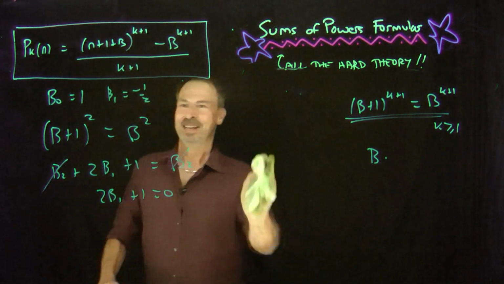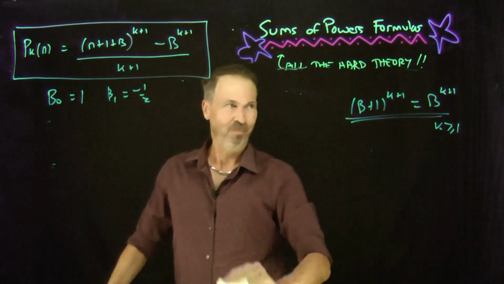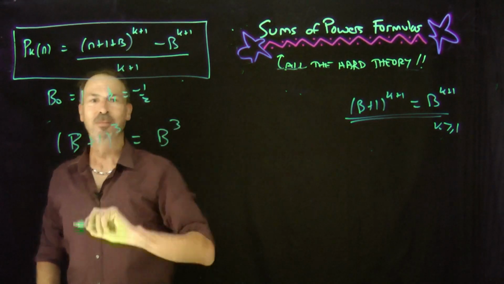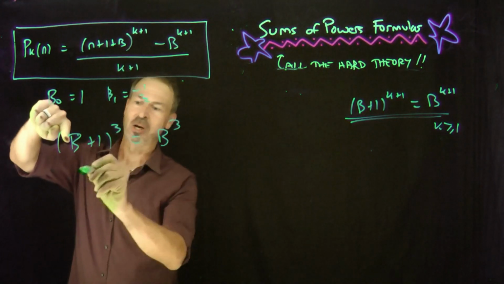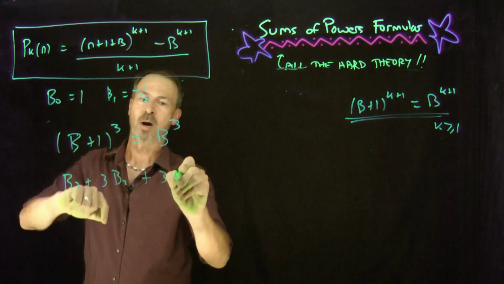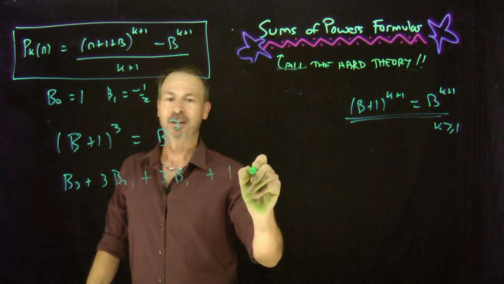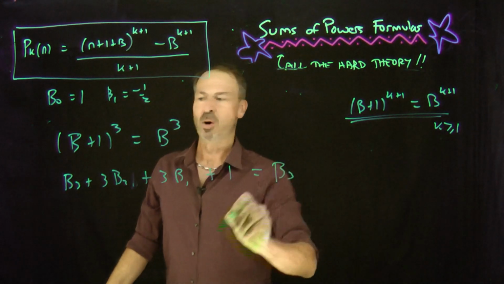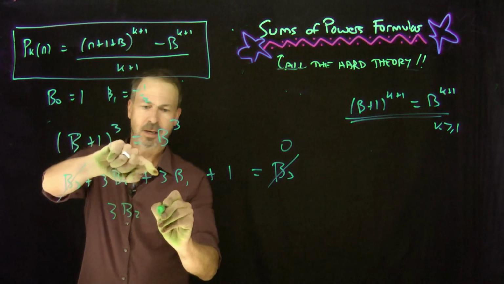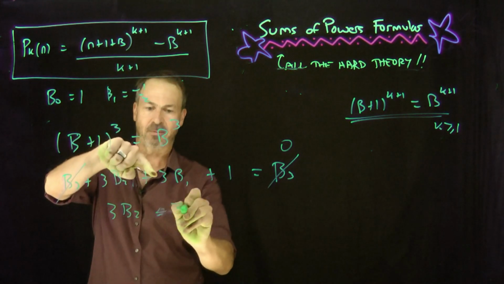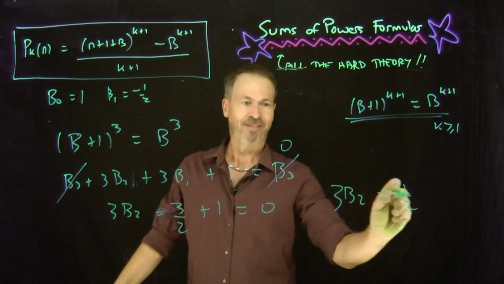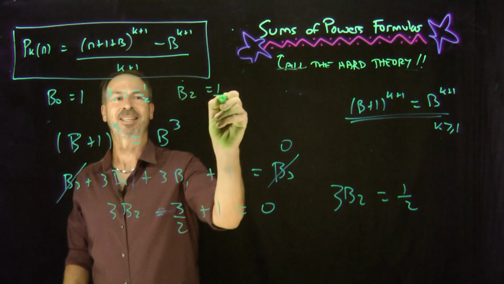Whoa, whoa. Now let's actually look at this formula for k equals 2. k equals 2 tells me that (B plus 1) cubed equals B cubed. Well, actually, formally, B cubed is really B_3 plus 3 times B_2 times 1 plus 3 times B_1 times 1 squared plus 1 cubed, which is 1, equals B_3. Whatever B_3 is, doesn't matter, I get 0. So I'm seeing that 3B_2 plus 3B_1, B_1 was negative half, so minus 3 halves, plus 1 equals 0. So 3B_2 is a half. B_2 is a sixth, just like I said earlier.